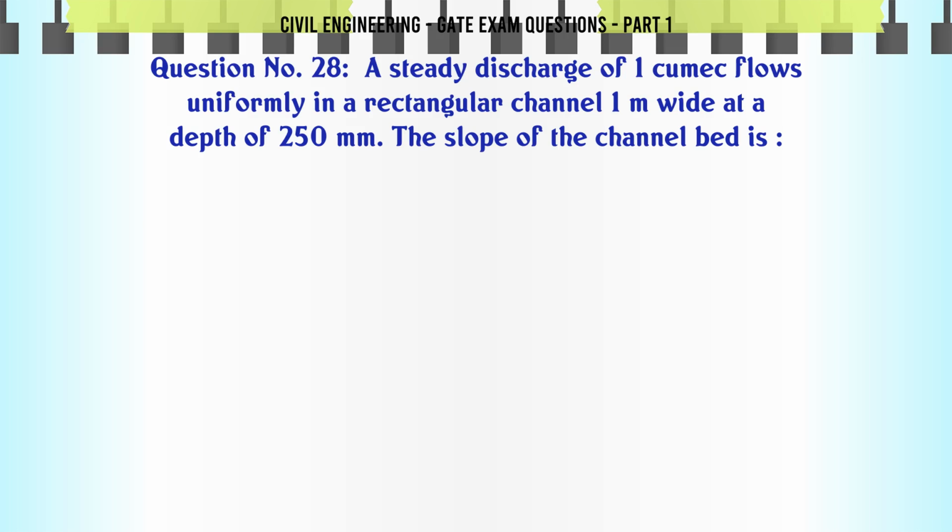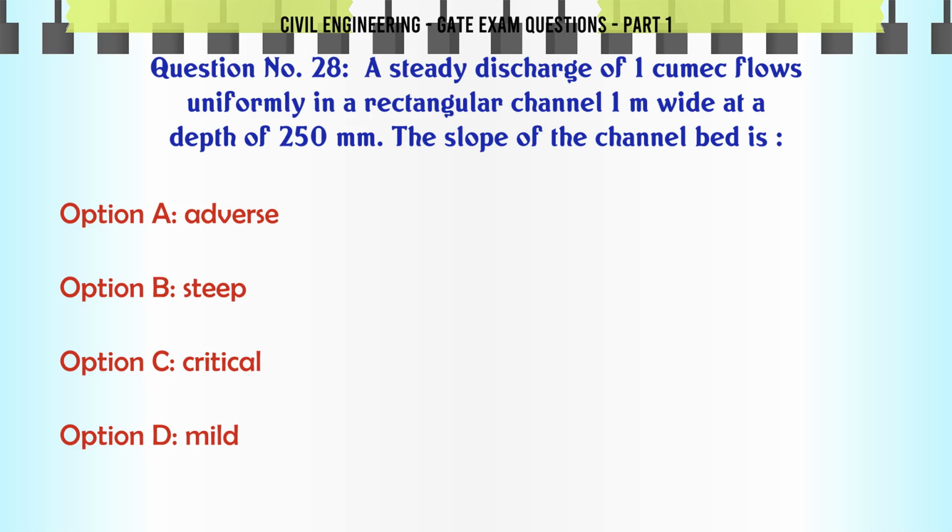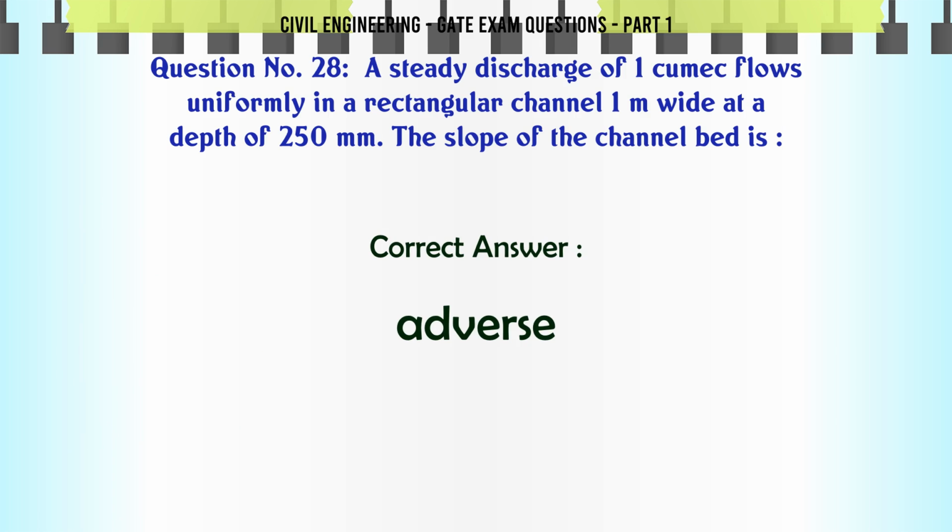A steady discharge of 1 cumec flows uniformly in a rectangular channel 1 m wide at a depth of 250 mm. The slope of the channel bed is: A. adverse, B. steep, C. critical, D. mild. The correct answer is adverse.